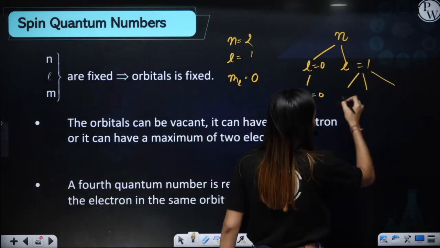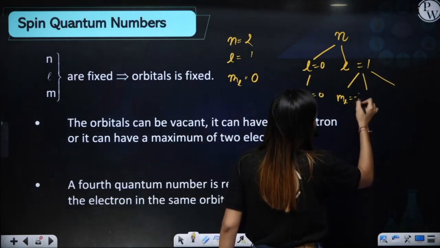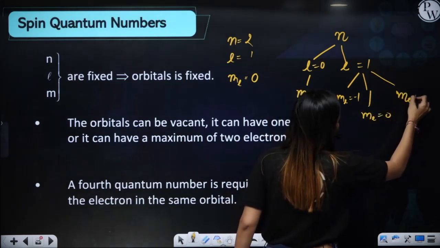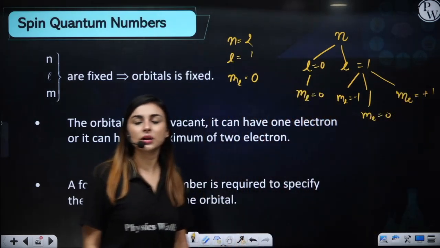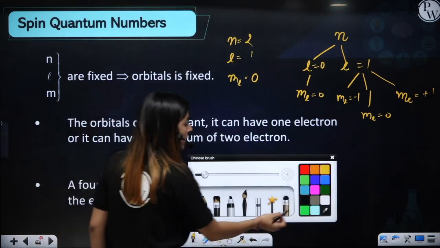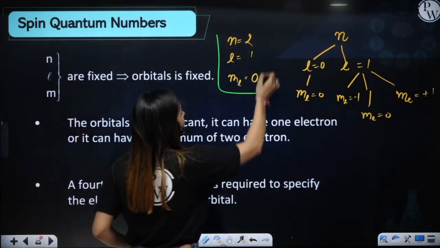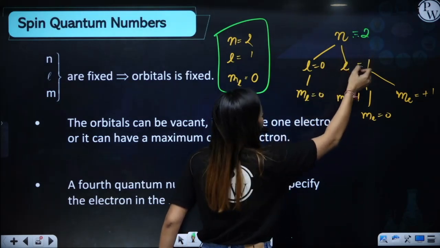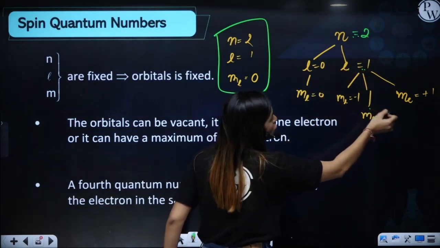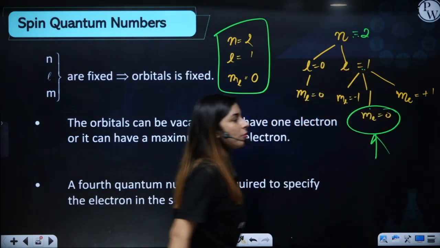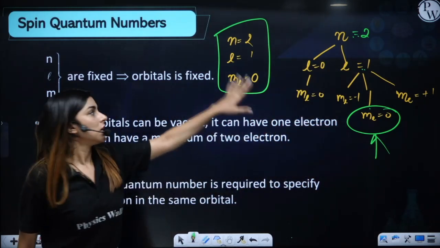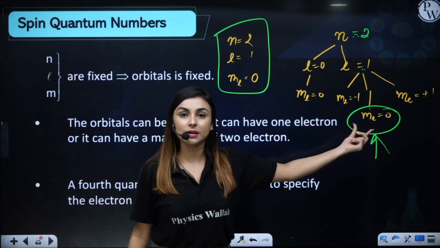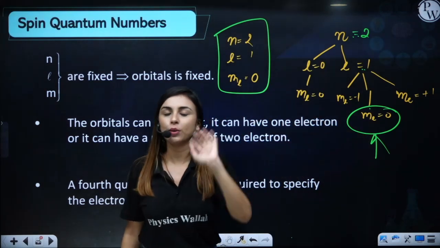Here, 3 values: ml is equal to minus 1, ml is equal to 0, and ml is equal to plus 1. These three values are possible. Now, if I have fixed all three values, n is equal to 2, I went to l equal to 1 and from here to ml equal to 0, so basically I am talking about this particular orbital. With 3 pieces of information given, I have reached here. And I know that 2 electrons can be present here. Any one electron you have to choose.